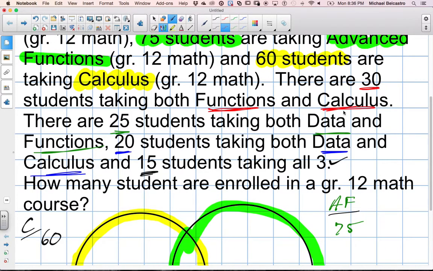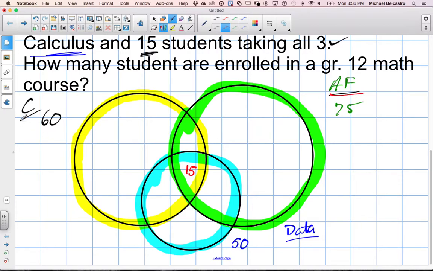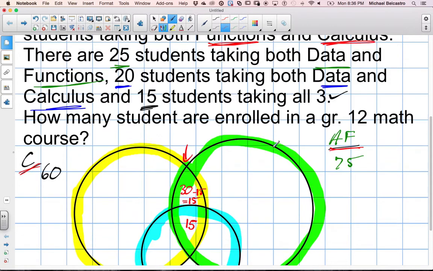There are 30 students in functions and calculus. So this is the section of functions and calculus, and they said there were 30 students. Now there are 30 students taking both, but we've already counted the 15 students who are taking all three. So we need to take that away from here, otherwise we're double counting these 15. So we subtract 15 from there, and that means there are 15 students who are only taking calculus and advanced functions. There are 15 who are taking all three, 15 who are taking just calculus and advanced functions, and then we'll figure out how many are taking just advanced functions.